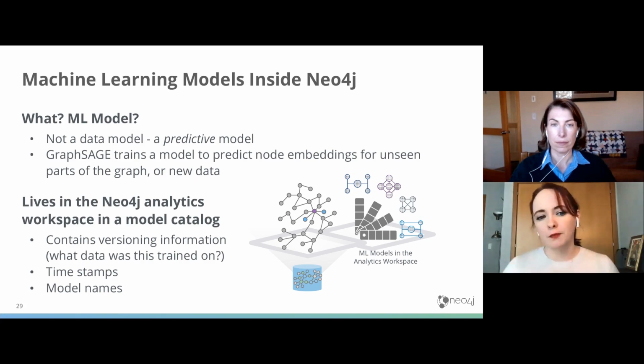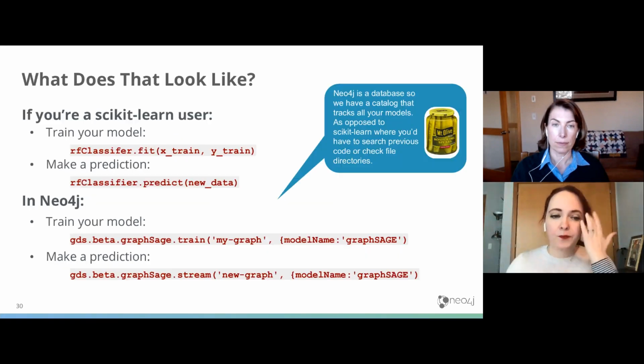And once you've trained this model, it's going to live in the analytics workspace in a model catalog. So in the past, we've talked about the graph catalog. So I've got multiple graphs loaded into memory. I can run PageRank on different graphs. What you can do here is I have a model catalog that contains all the models I've trained and the versioning information. So what data was this trained on? When did I train it? What's the name of the model? And then I build those up in my model catalog and I can apply them to data.